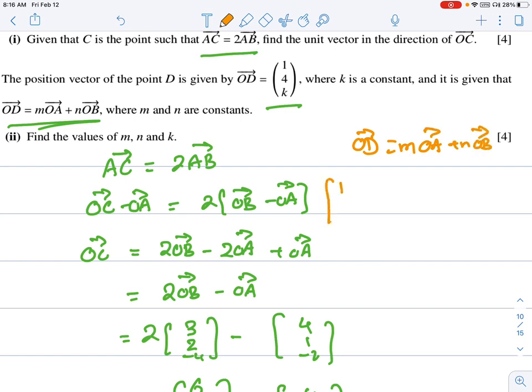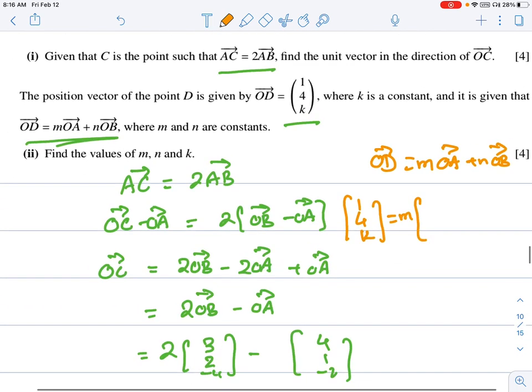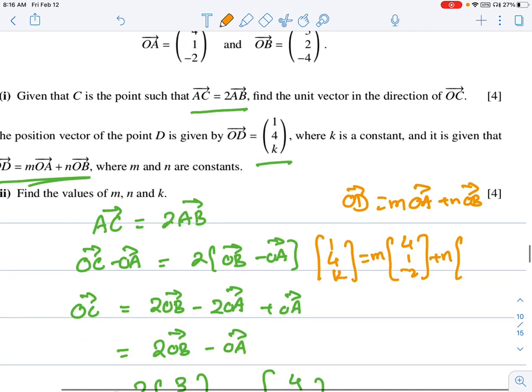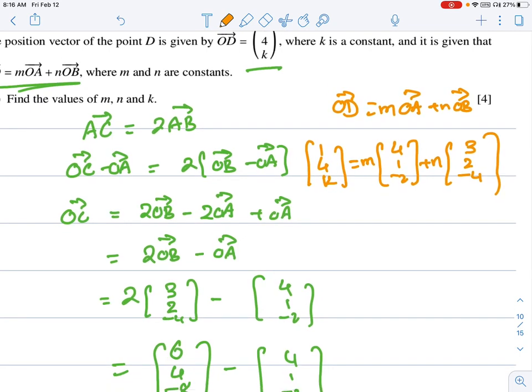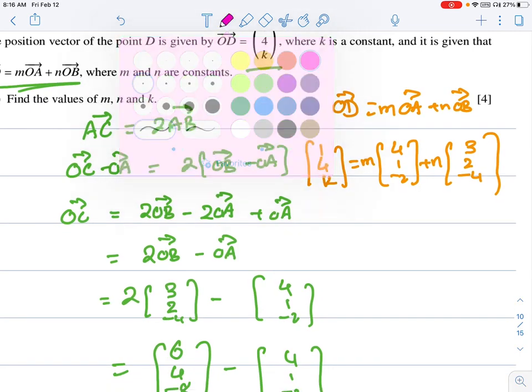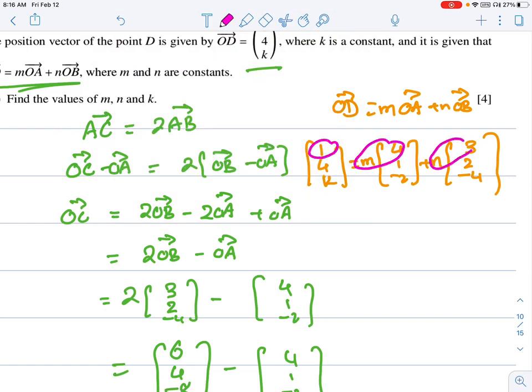What is OD? (1, 4, k) is equal to m times OA. What is OA? (4, 1, minus 2) plus n times OB. What is OB? (3, 2, minus 4). Equating the x coordinates, what do I mean by x or i coordinates? 1, 4m and 3n. So 1 is equal to 4m plus 3n. That's one equation. The next equation will be the y or j: 4 is equal to m plus 2n.